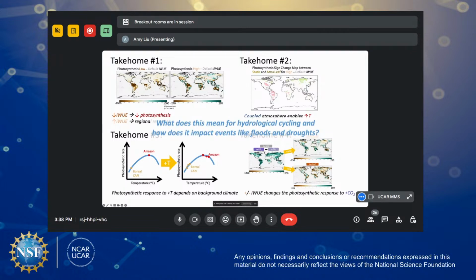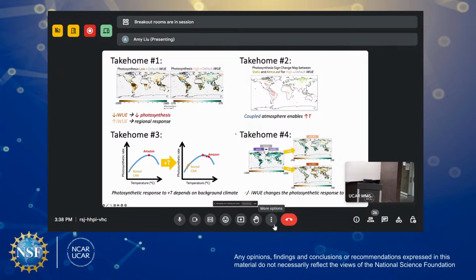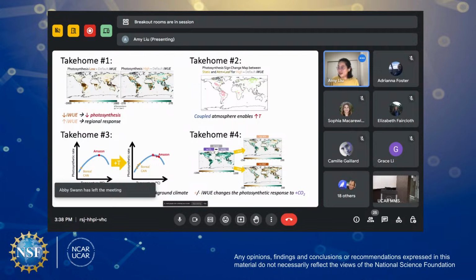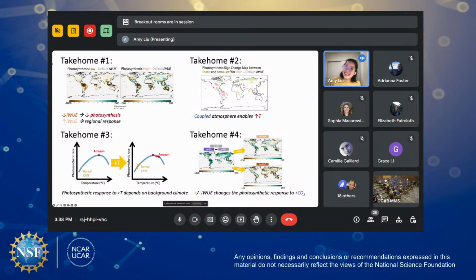And I also want to end on the note that we mainly focus on the carbon part of the story. And the big picture question that we also want to answer for our next steps is, what does this mean for hydrological cycling and how does that impact events like floods and droughts? So, thank you. And I will leave the slides up here. And then I think if I go look at the Meet screen, the slides disappear, so let me know if there's any questions.